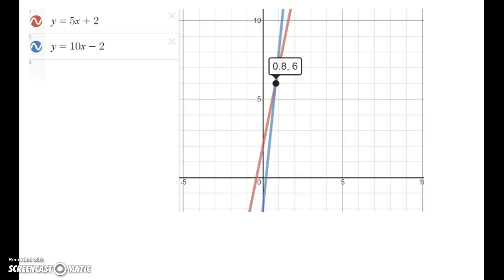I hope this video helped you understand the different types of solutions that can come from graphing systems of equations, as well as how to do some basic substitution problems.